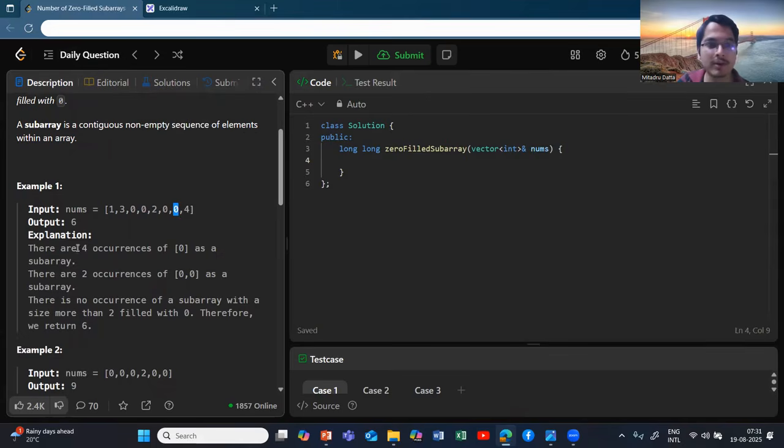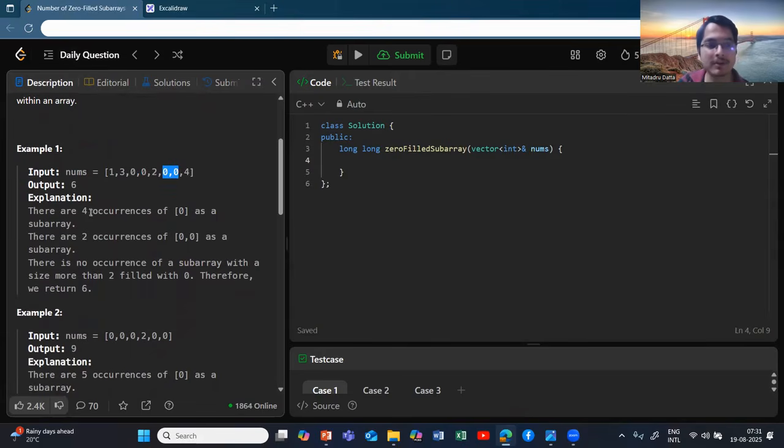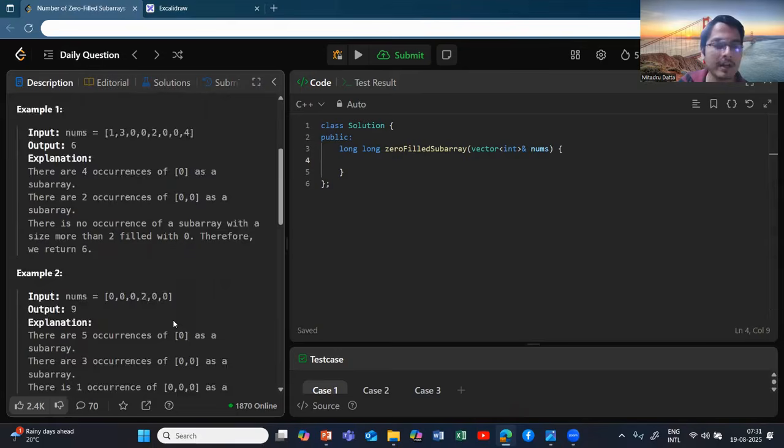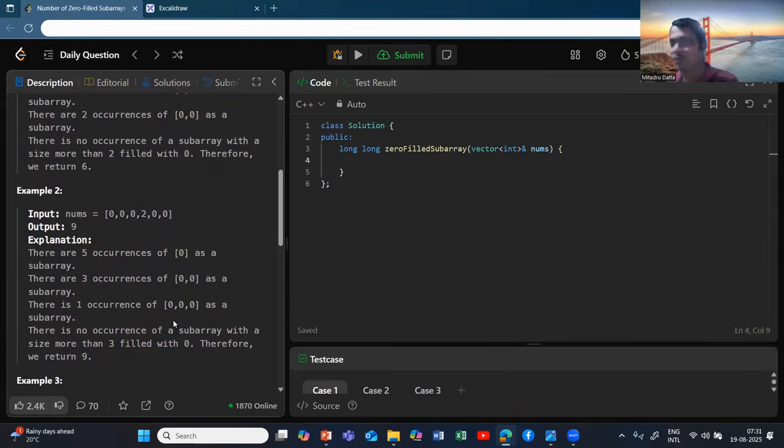Okay, so there are four occurrences of this subarray and two occurrences of the subarray of length two. So this is two and this is two. There is no occurrence of a subarray with a size more than 2 filled with 0. Therefore, we will return 6 because 4 plus 2 is 6. Definitely first try this problem on your own because it should be doable, and then only try to watch the solution.